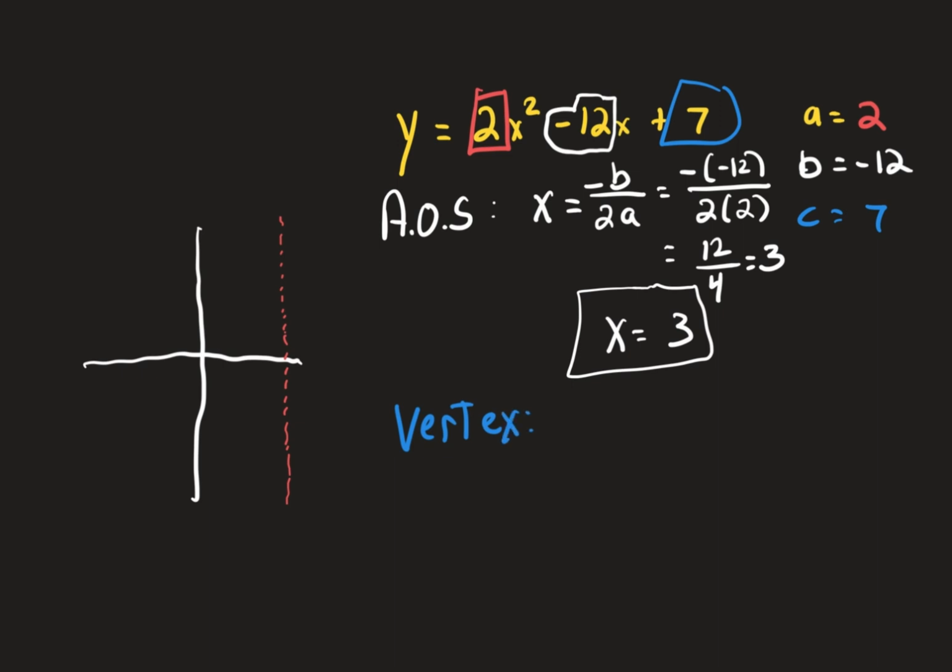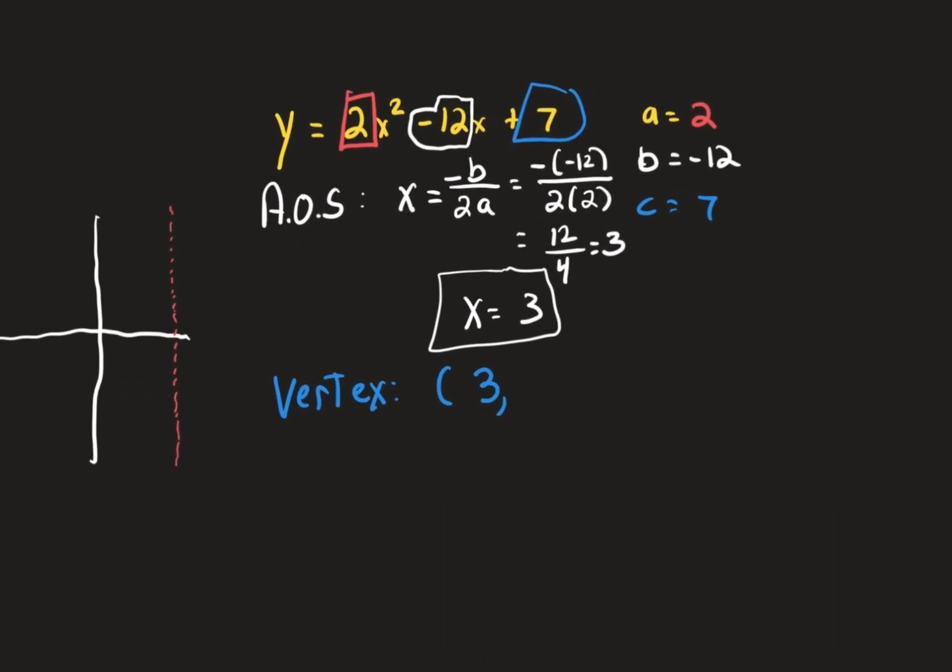Well, by definition, our vertex has to go on that axis of symmetry line. It has to be somewhere on here. We talked about this when we talked about vertex form, but the vertex is always going to be on that axis of symmetry. So if it's going to be on that axis of symmetry, then we know that x value has to be 3. Well, how are we going to find the y value?